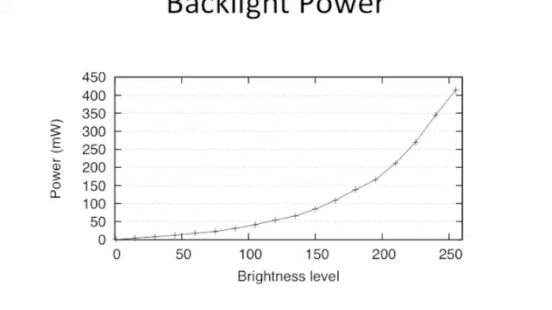Now the lighting, because in the phone you have the display, and then you have the backlight for the display. That backlight power really depends on the brightness level. If you keep it at full brightness, you have about 400 milliwatts of power. That's quite a bit of power, and then you can get it down all the way to 0. It's not a linear relationship; they have some kind of quadratic relationship here.